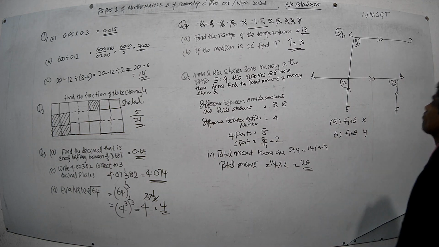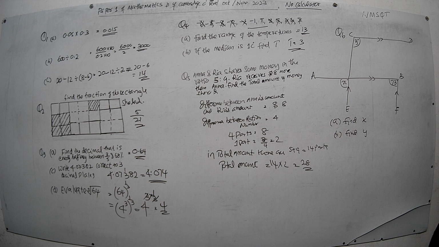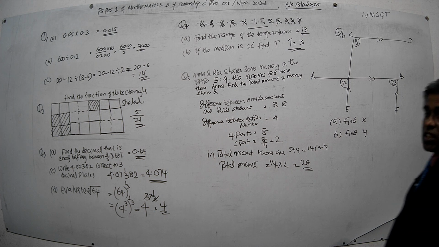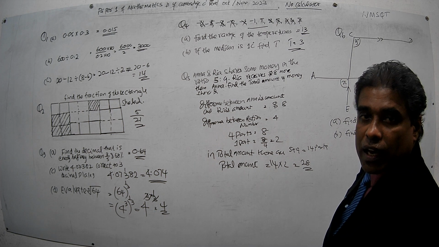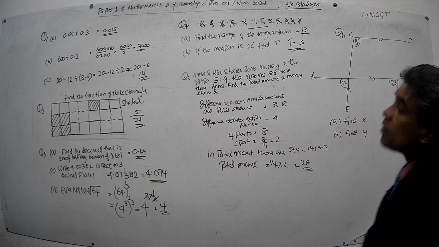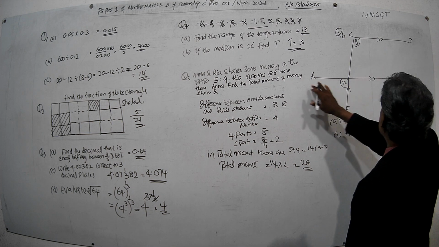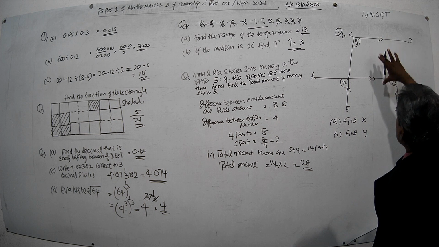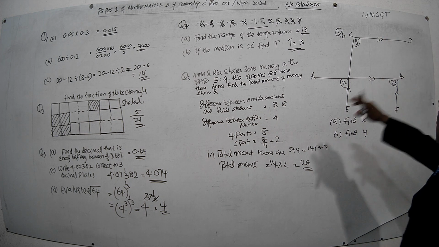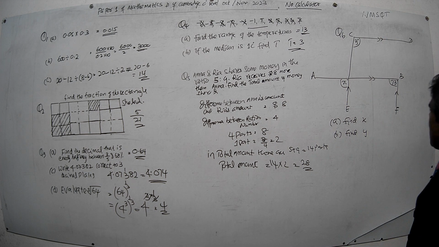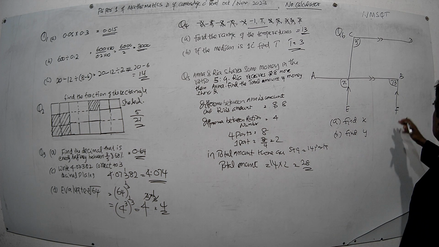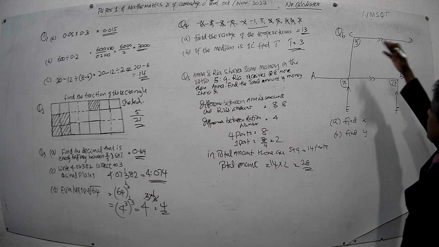Then this one, question 6, has two pairs of parallel lines given. See, CD and AB are one pair of parallel lines. CD is parallel to AB. Then the other pair of parallel lines is EC and FB. FB and EC are parallel, right?